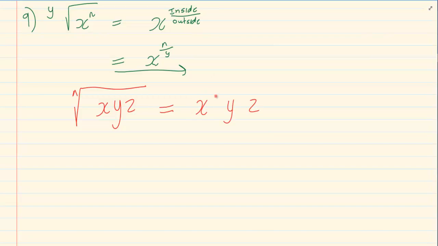So I'm going to have x. The inside is 1, outside is 2. The y, the inside is 1, the outside is 2. The z, the inside is 1, the outside is 2. Why am I saying 1? When there is no power given, it is accepted as 1. Why am I saying 2? When there is no power given in a root sign, then it is accepted as 2.